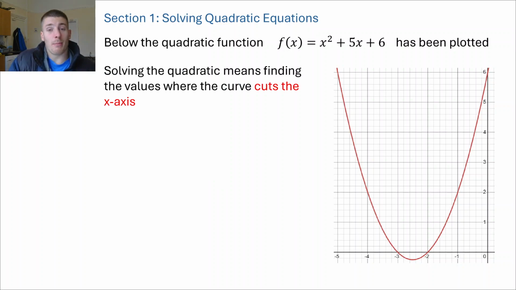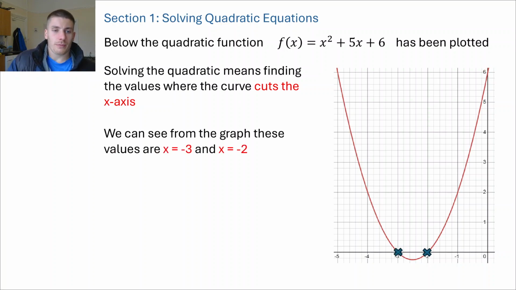Solving, like solving back at GCSE, means finding, in this case, the missing variable, which is x. So solving the quadratic means finding the values where the curve cuts the x-axis, because you're trying to find the x values. So you're trying to find where it cuts this axis down here, which really should be labelled as the x-axis. And that's the y-axis.